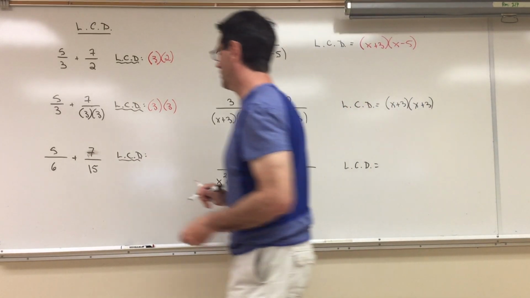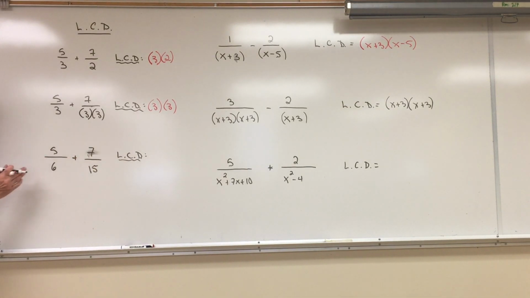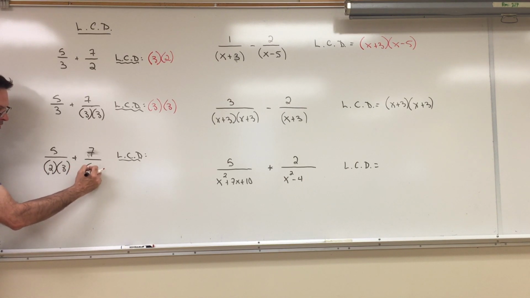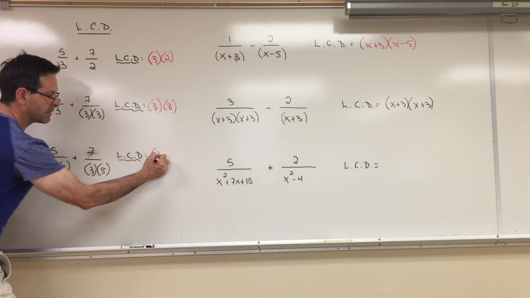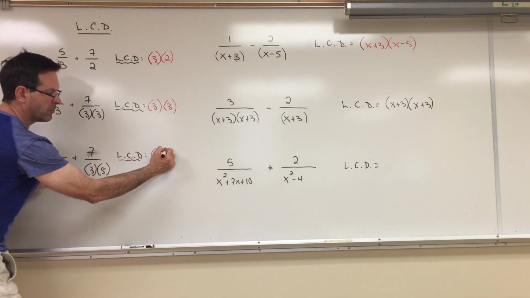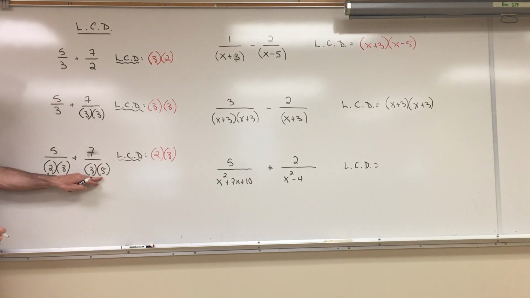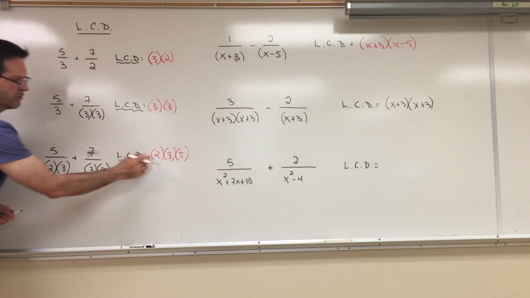And last one here, how about 5 over 6 plus 7 over 15? Well, 5 over 6, let's factor out the denominator 6. That can be written as 2 times 3. And 15, that can be written as 3 times 5. So our lowest common denominator is, we have a 2 in one of them. We have a 3 that's common to both, but we're only going to have to use it once. And we have a 5. We'll just leave it in its factored form. 2 times 3 times 5.